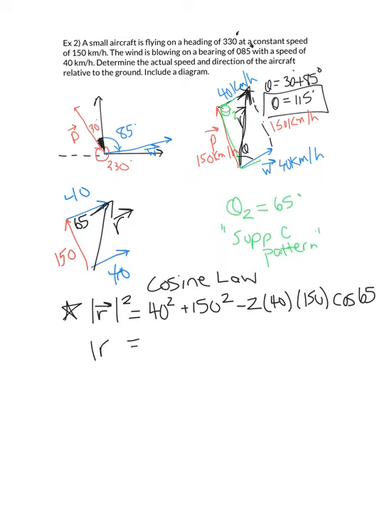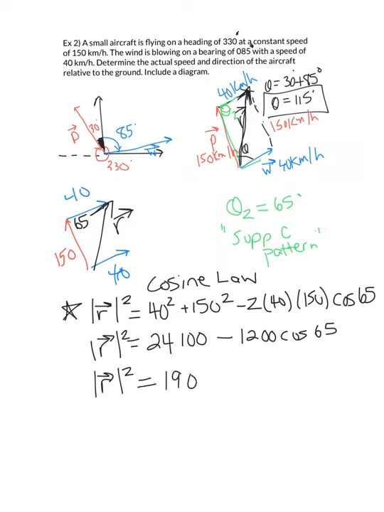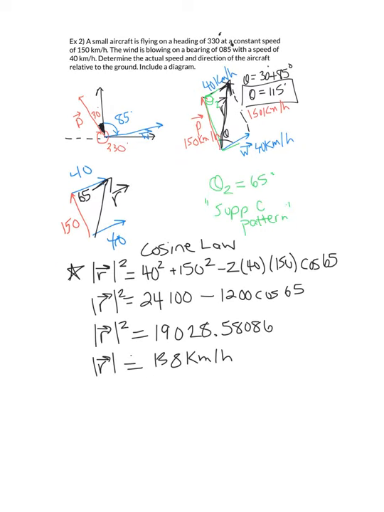I'm going to go ahead and simplify this a little bit more. So 40 squared plus 150 squared is 24,100 minus 2 times 40 times 150, which is 1,200, cos of 65. The absolute value of r squared is 19,028.58086. And then if I go ahead and take the square root of that, it's going to be approximately 138 kilometers per hour.